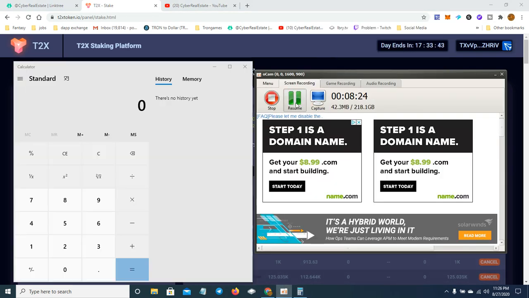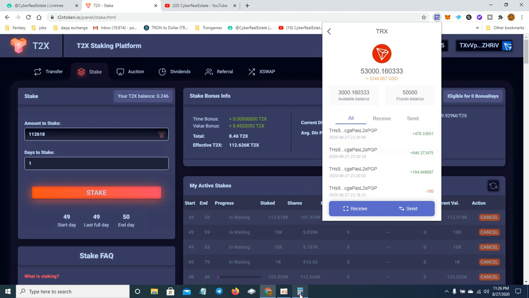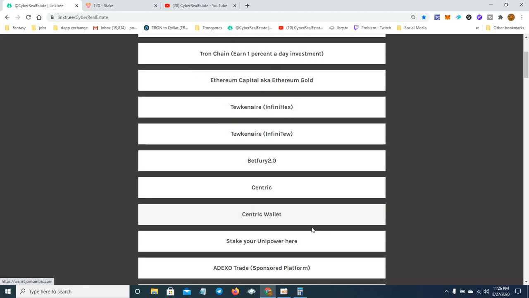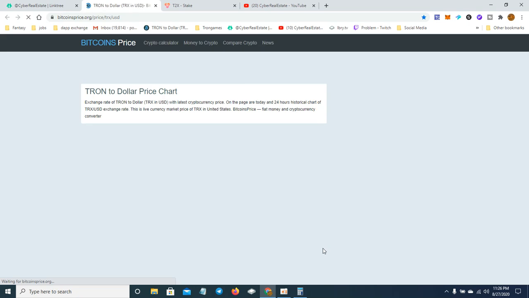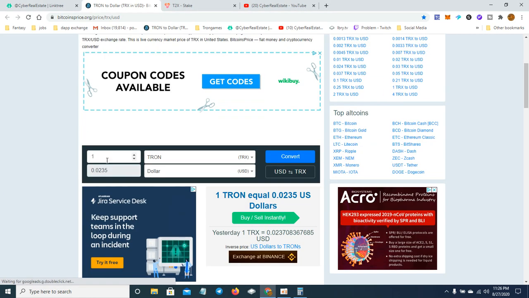Let me get my calculator out. Oh, I had a calculator. So we made 479 plus 646 plus 164, so that equals 1,289 Tron. Let's put that in our handy dandy crypto calculator over here. What were the numbers again? So that rounded up, so we made $30 today.